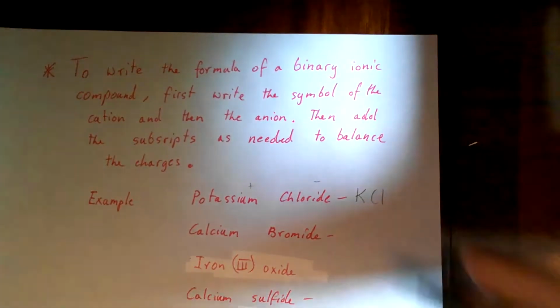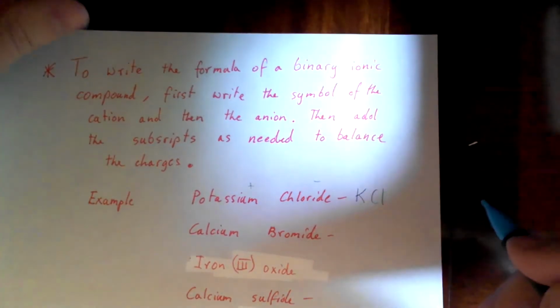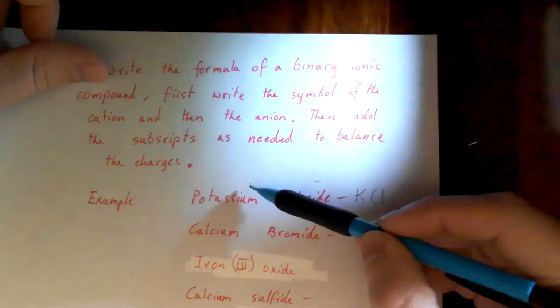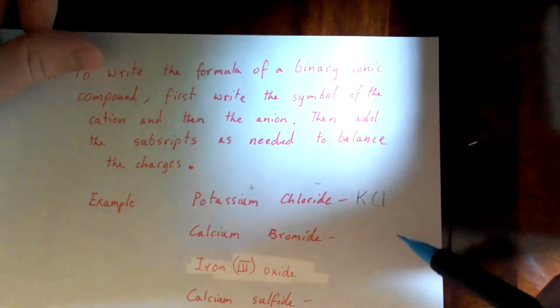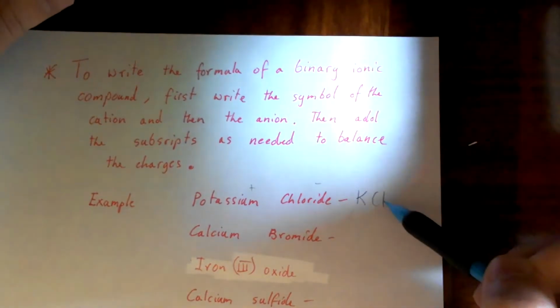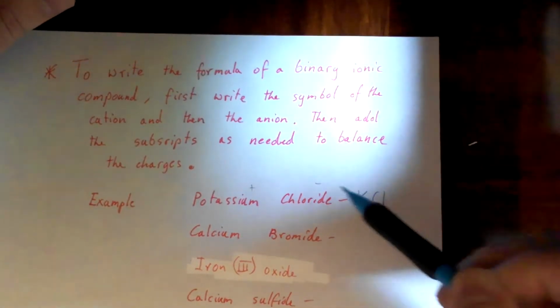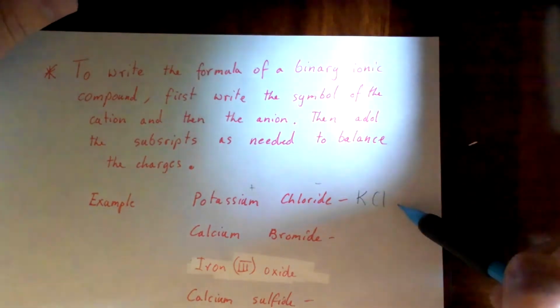Let's see. Does one positive cancel out one negative? Yes. Do we have to add any subscript since it's already balanced? No. So the formula is just KCl.